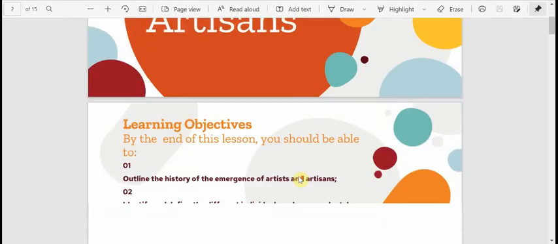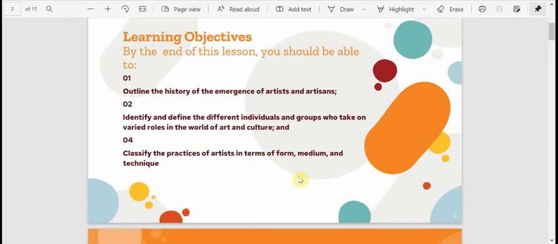At the end of this lesson, you should be able to first outline the history of the emergence of artists and artisans. Second, identify and define the different individuals and groups who take on varied roles in the world of art and culture. And lastly, that is number 3, I'm sorry, typo. Classify the practices of artists in terms of form, medium, and technique.